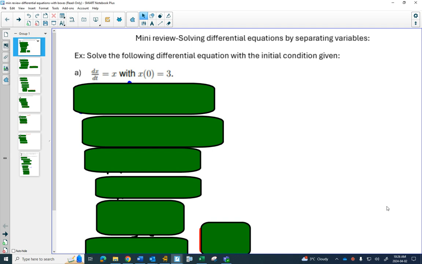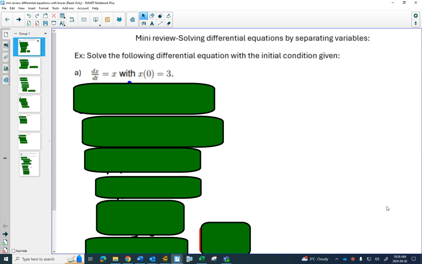And we're given an initial condition that when t is 0, x is 3. So what kind of equation might this be? This looks like a particle traveling along the x-axis based on time. So your position on your x-axis with respect to time, at time 0, it's at position 3.